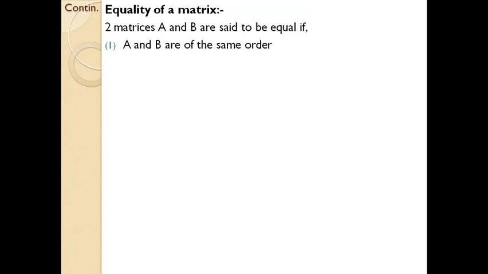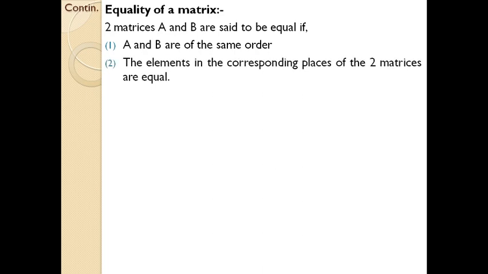Next one, equality of a matrix. Equality of matrices simply means similarity of two or three matrices. For example, two matrices, one represented by A and another represented by B, are said to be equal when A and B are of the same order. Same order means they have the same number of rows as well as the same number of columns in matrix A as well as matrix B. The elements in the corresponding places of the two matrices are also equal.